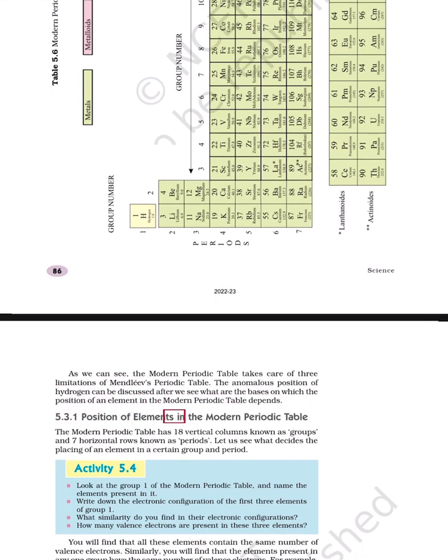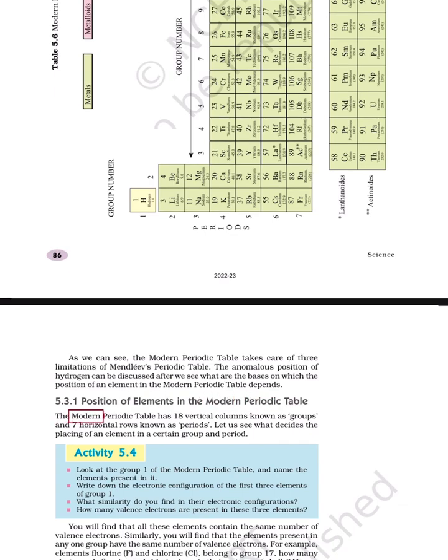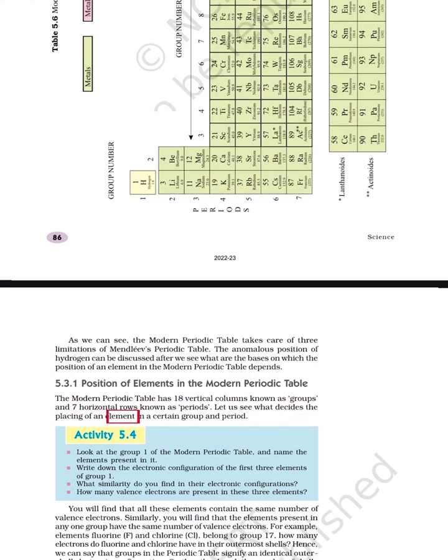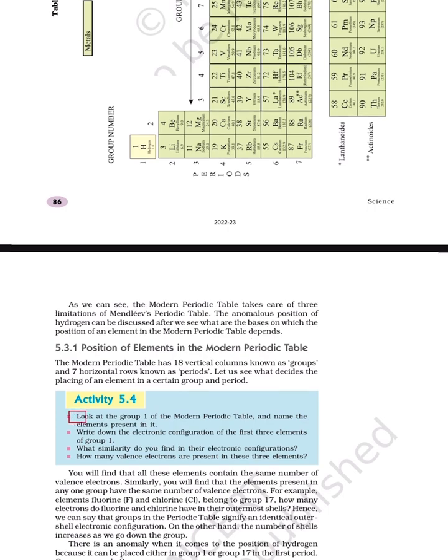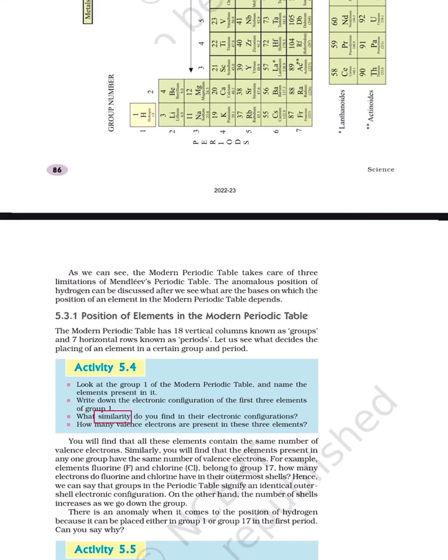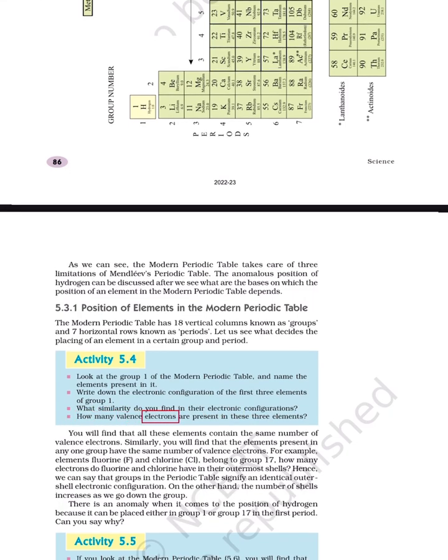5.3.1 Position of elements in the modern periodic table. The modern periodic table has 18 vertical columns known as groups and 7 horizontal rows known as periods. Let us see what decides the placing of an element in a certain group and period. Look at group 1 of the modern periodic table, and name the elements present in it. Write down the electronic configuration of the first 3 elements of group 1. What similarity do you find in their electronic configurations? How many valence electrons are present in these 3 elements?